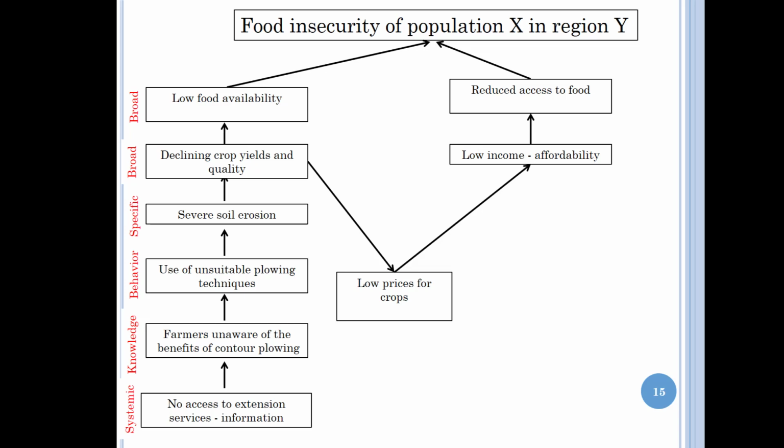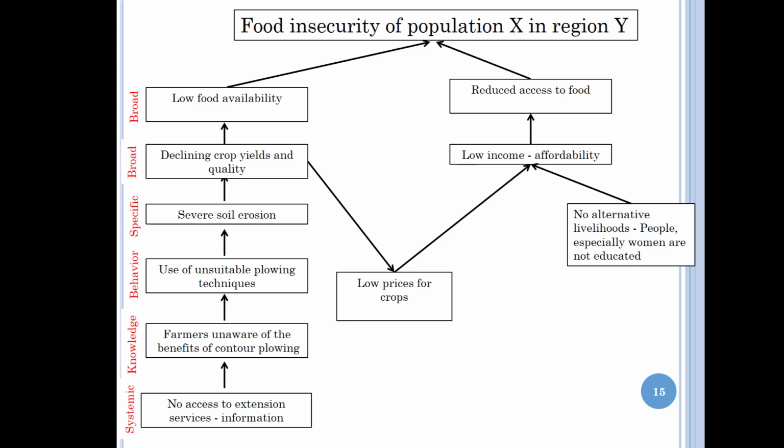And what is causing this? The low prices of crops. So they have declining crop yields and declining qualities. So this is lowering the prices for crops, which is lowering the income, which is why they have a reduced access to food. What are other causes of low income?